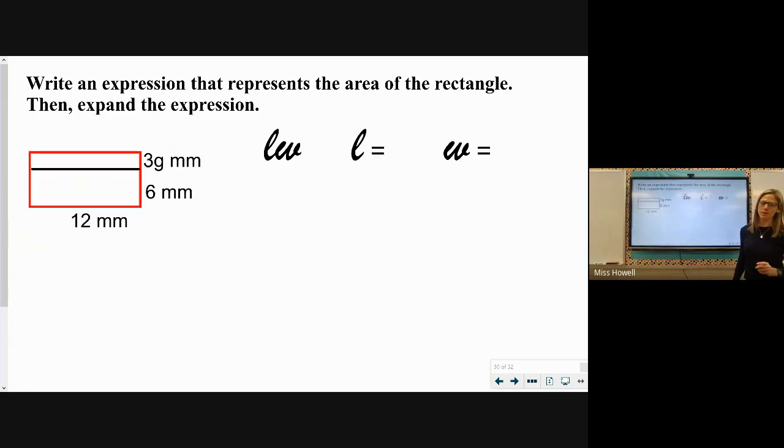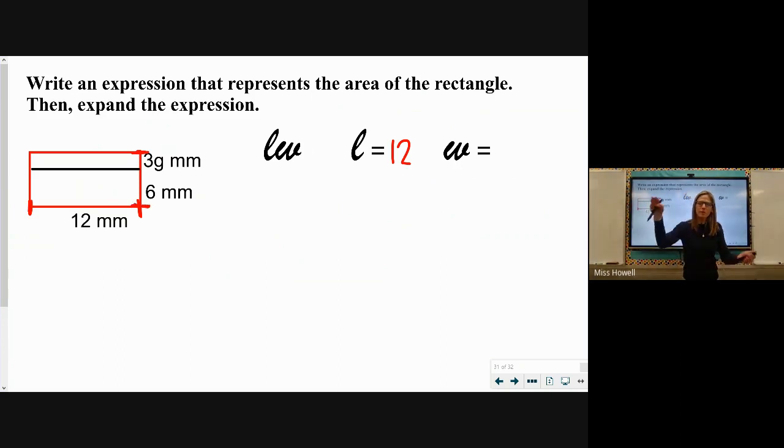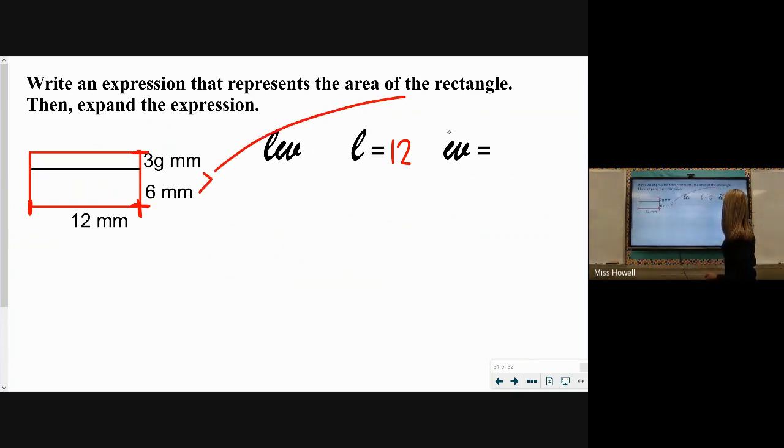All right, so last one, we're talking about the largest rectangle, the big red one in the picture, not one of the little ones inside of it. Our length is the longer side, which is this bottom piece, the way that it's sitting. So our length is the 12. The width is the shorter piece, right? Well, this whole way. It's not just 3G and it's not just 6. It's both of those put together. So both of these together represent this piece called the width, which would be 3G plus 6.